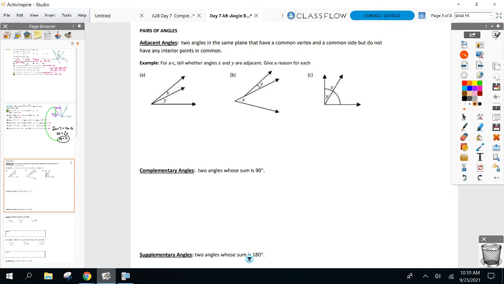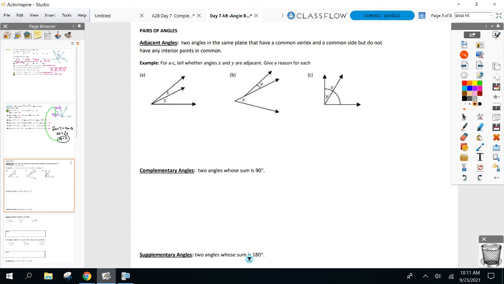Number one, they have to share a vertex. Number two, they have to share a side. And number three, and I'll go over this in a second, they can't have any common interior points. No common interior points. I'll show you what I mean in a second. So everyone look at letter A for me. X and Y. Are they adjacent?